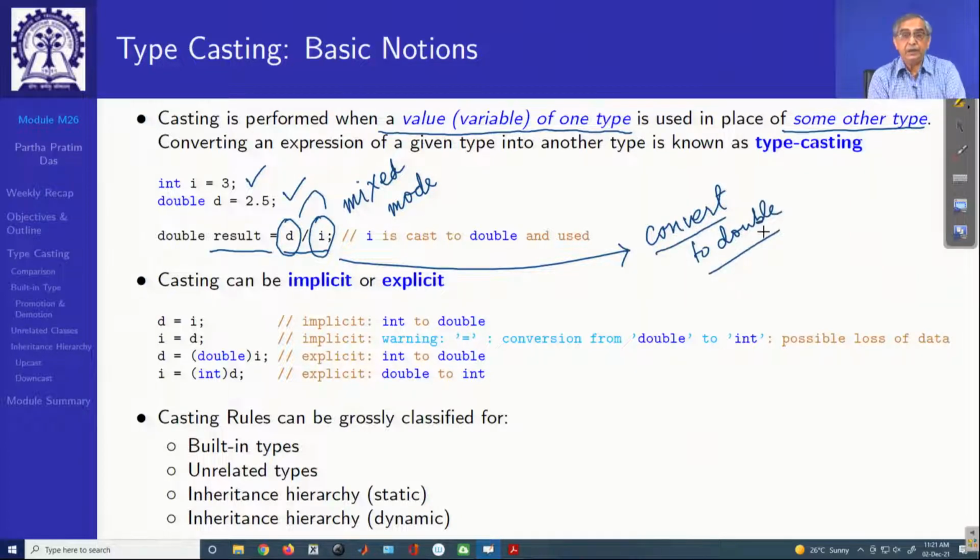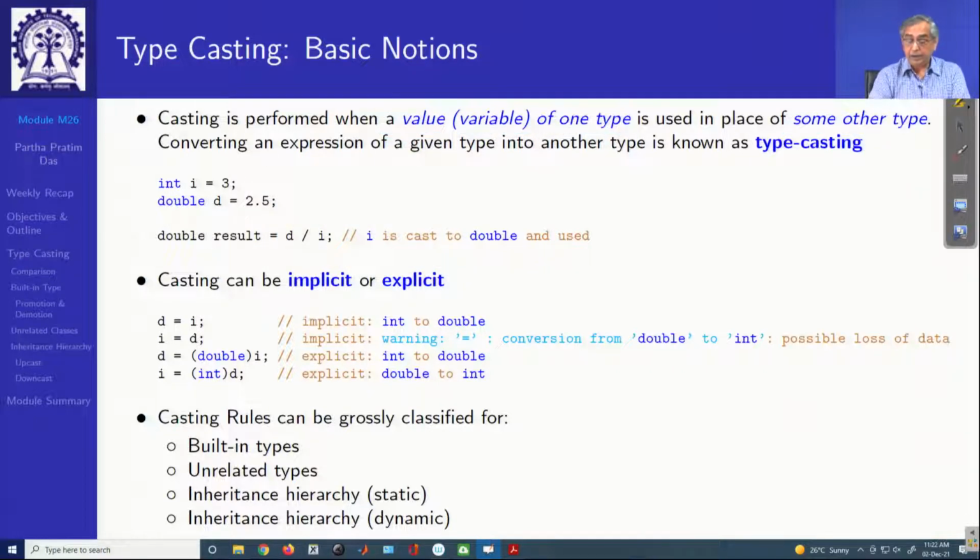Now, obviously, we will ask the question as to why i is converted to double for the division, why not d converted to int for the division. That is to preserve as much information as possible, and we will look at those rules later. Now, as you have known in the C language, such conversions are implicit, in the sense that you did not have to say that you convert the integer to the double; the mixed mode automatically supports that.